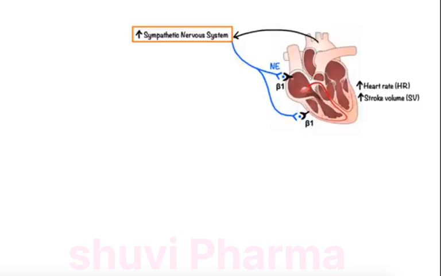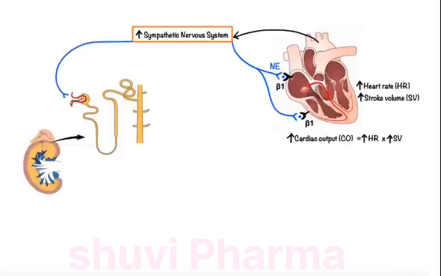Because heart rate and stroke volume are components of cardiac output, which is simply equal to the product of the two, when they both increase, cardiac output will also increase to maintain adequate blood pressure and thereby perfusion to vital organs. Moreover, increased sympathetic nerve traffic to the kidney also activates beta-1 adrenergic receptors located on juxtaglomerular cells, causing them to release an enzyme responsible for regulation of blood pressure and volume called renin. And this brings us to the second major compensatory mechanism, which involves activation of the renin-angiotensin-aldosterone system.